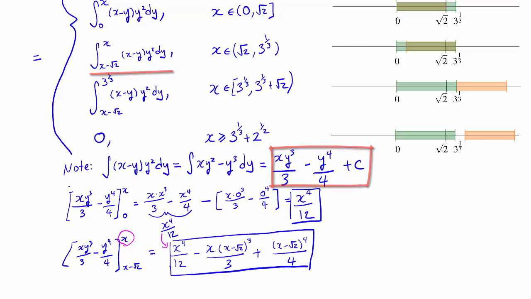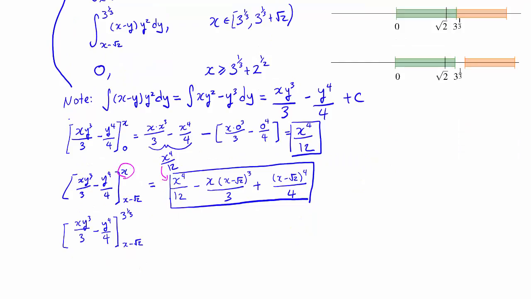In the final case, we evaluate it positively at 3 to the 1/3 and then negatively at x minus the square root of 2. The negative evaluation using the antiderivative is exactly the same as the immediate step above. However, for the first step, we have to use 3 to the 1/3. So if we substitute y is equal to 3 to the 1/3 in above, in the first case we get x times 3 to the 1/3 cubed divided by 3. So that's just going to give us 3 over 3 times x, which is just x.